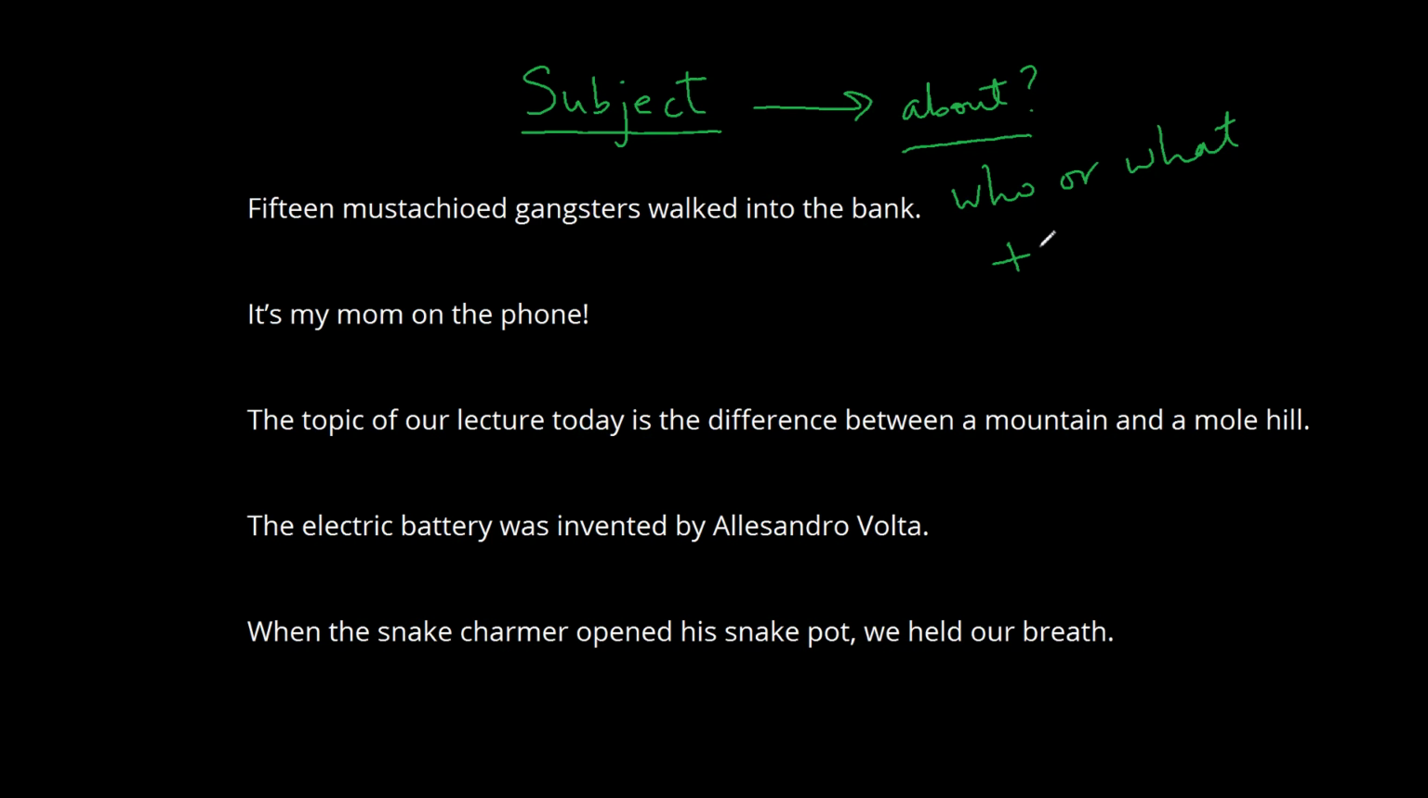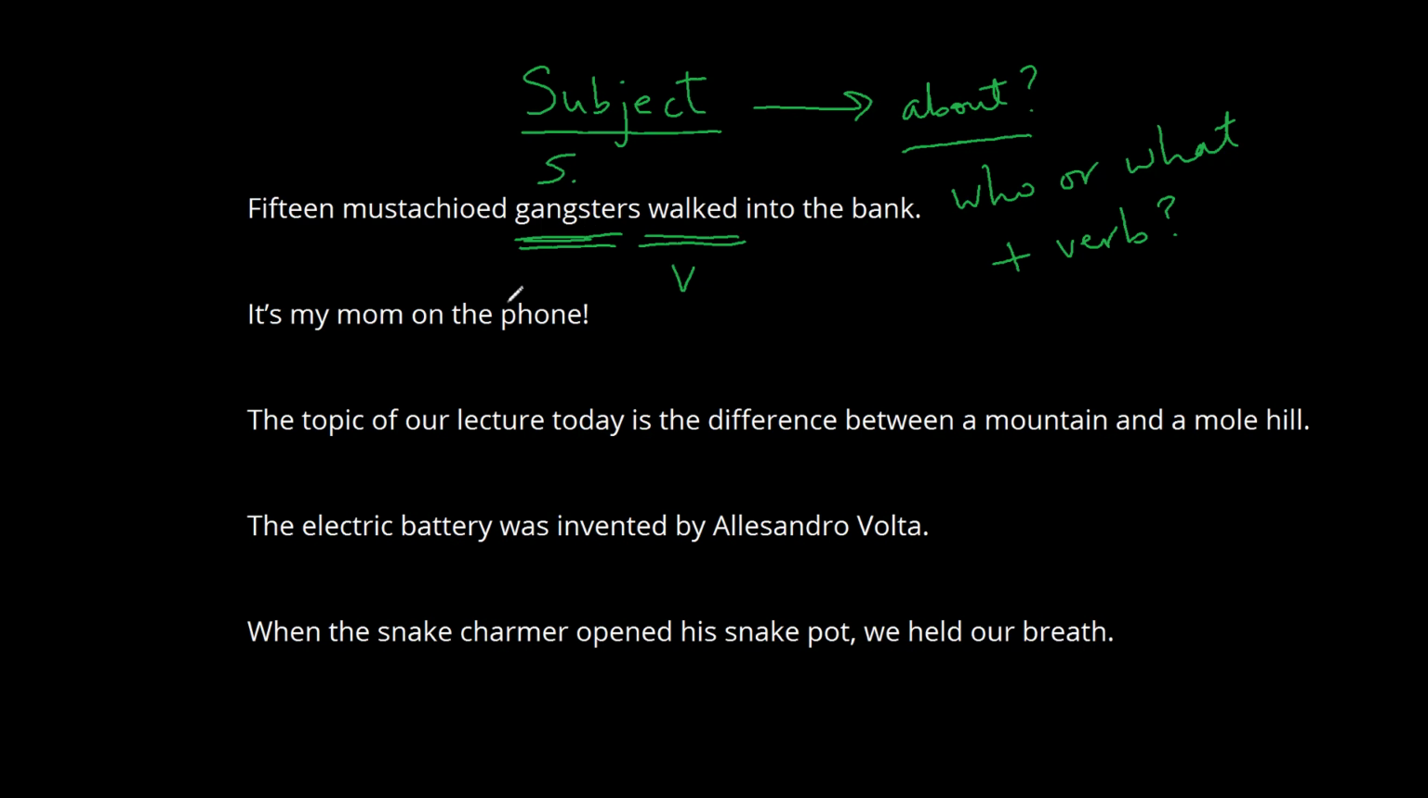So we're just going to represent this as who or what plus the verb. And we're talking about the main verb here. So in the first example, 15 mustachioed gangsters walked into the bank. Our main verb is walked. So there's our verb. And then we apply our question. We say, well, who did the walking? And in this case, we would say, well, the gangsters did the walking. So there's our subject.